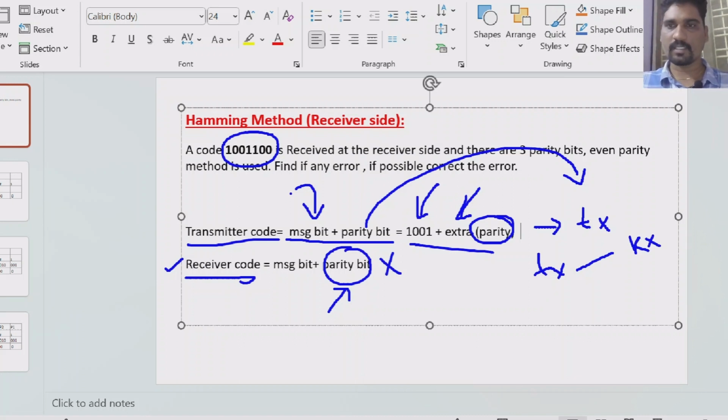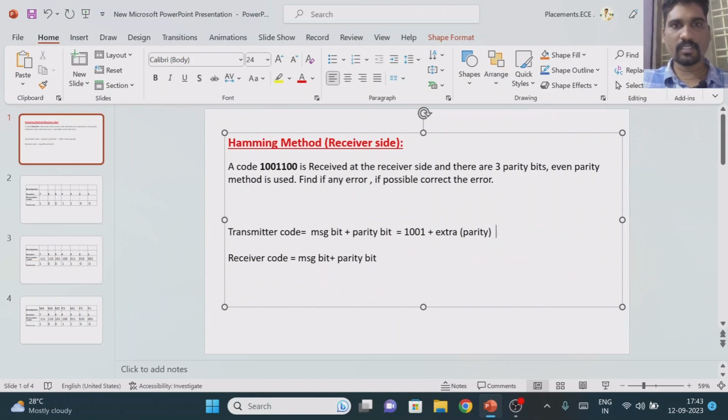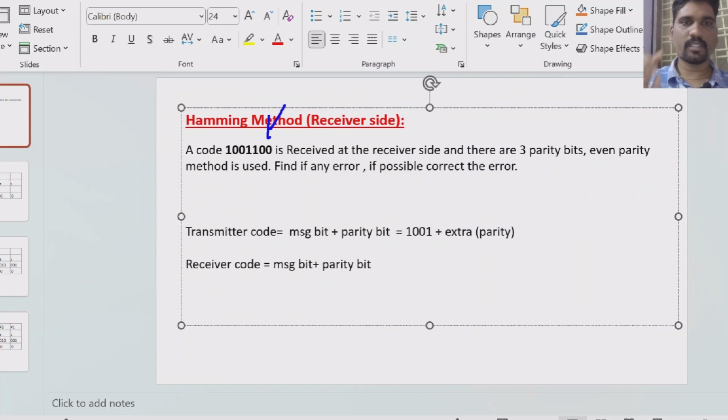Now the thing is that the receiver does not know anything about the transmitter. The receiver doesn't have any relation with the transmitter, and the receiver received this particular code. But the receiver has to identify whether the information received is correct or not. So even if we don't know what information was sent by the transmitter, we need to find out whether the received information is correct or not. If you see this question, I am not going to tell what the transmitted code is. I am only saying that this is the code which I received, you find whether there is an error or not.